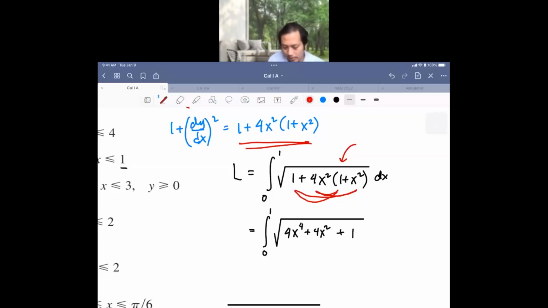Oh, wrong. This is different. So I need just to multiply this and this, right? Because this one is outside, not inside the bracket. Okay, sorry. So this is correct.